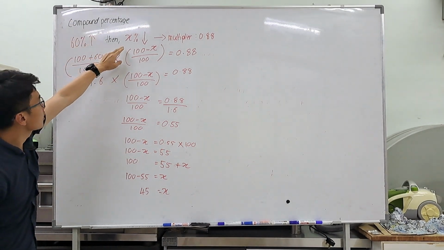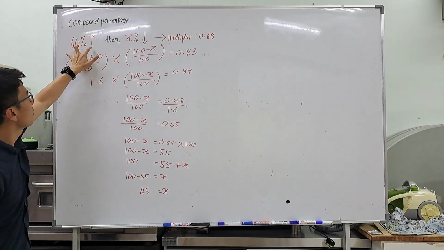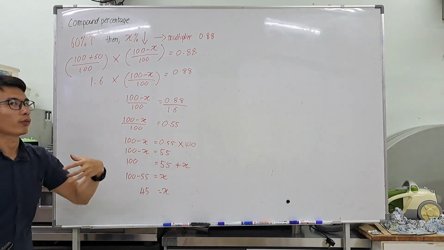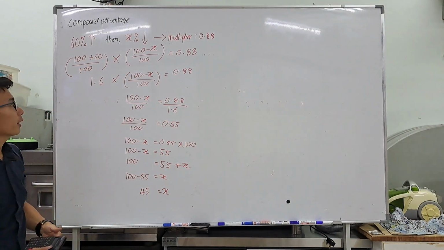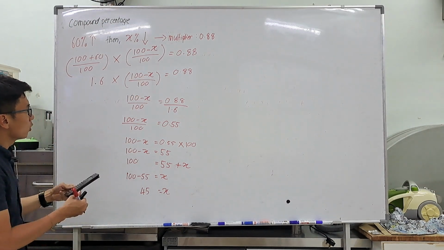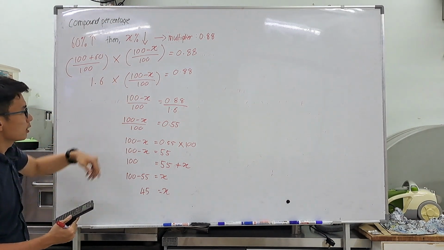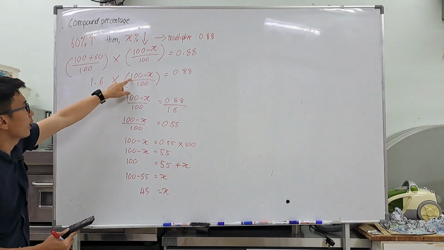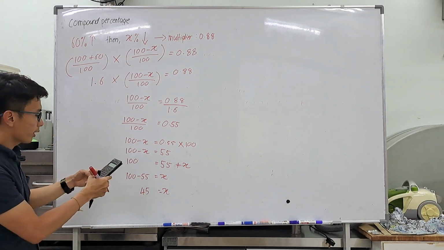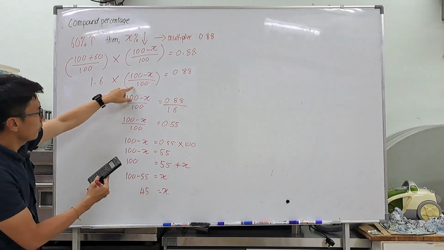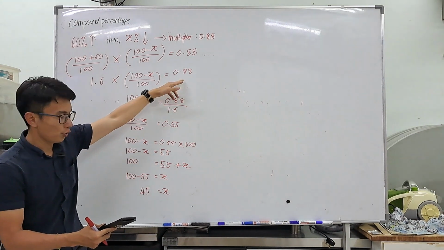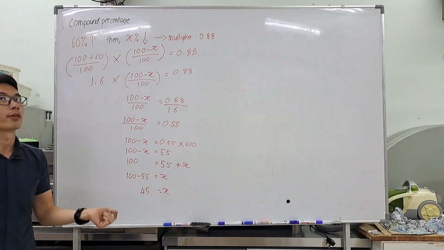Now, it is always a good habit to check if your answer is correct. So you can check this, all right? You can quickly check this. Does this multiplier multiplied by this multiplier equal this? This is a very good habit when you're doing your algebra, all right? So we know that this multiplier is 1.6, and this multiplier over here is going to be 0.55, all right? If you take 100, subtract 45, divide by 100, it's going to be 0.55. So we can quickly check 1.6 multiplied by 0.55, and true enough, we get 0.88. So indeed, this answer is correct.